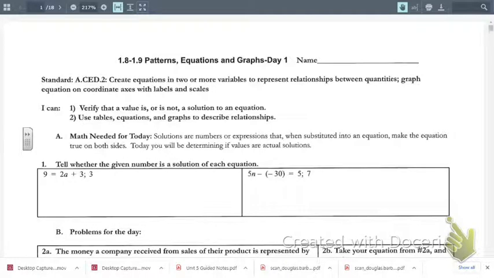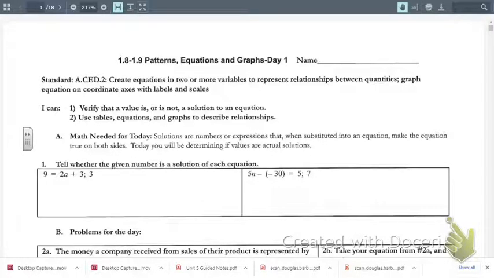All right, we're going to combine lesson 1.8 and lesson 1.9. These are the first two sections in Unit 5 on patterns, equations, and graphs. We're going to verify that a value is or is not a solution to an equation, and then we're going to use tables, equations, and graphs to describe relationships. So this unit, we're going to be solving equations, but we're going to be doing it through word problems.